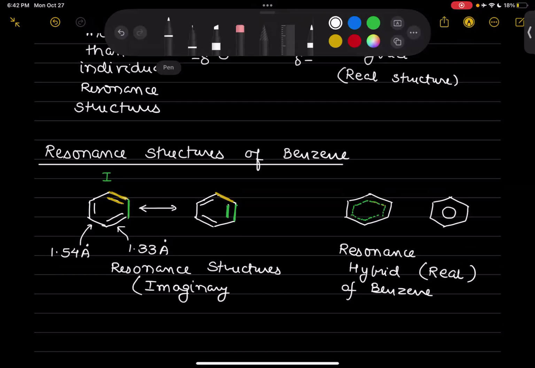And the evidence is the bond length. In this structure, all the carbon-carbon bonds are exactly equal, at 1.39 angstrom. Got it?